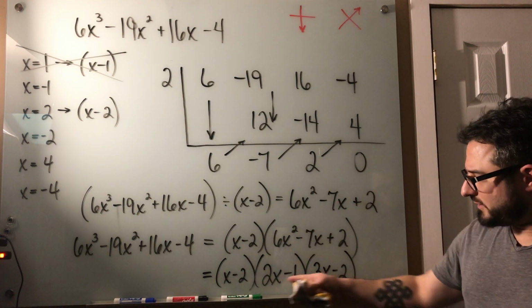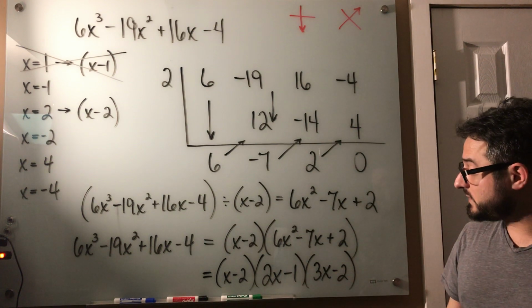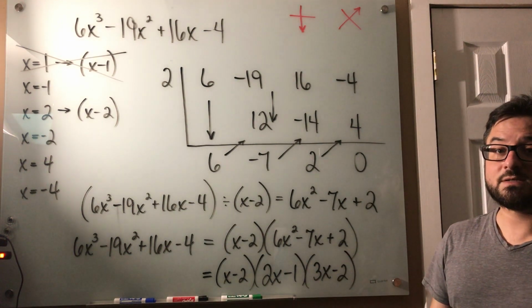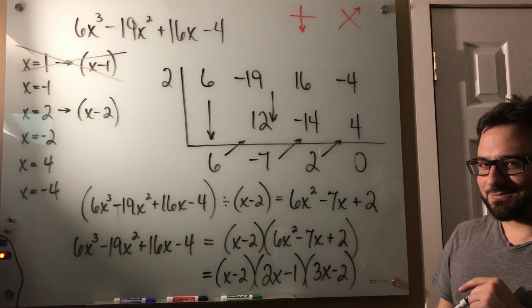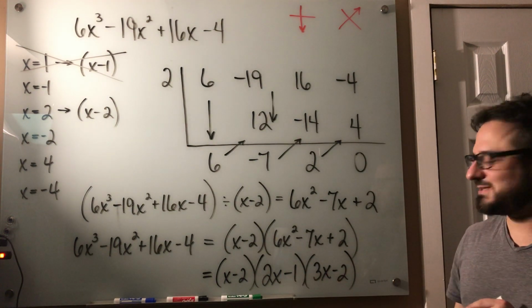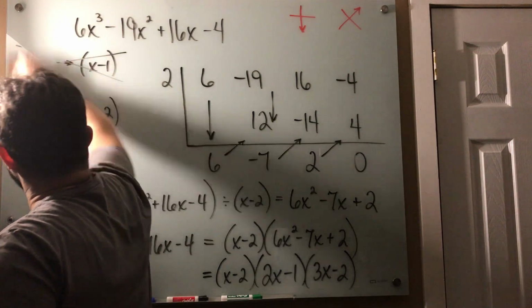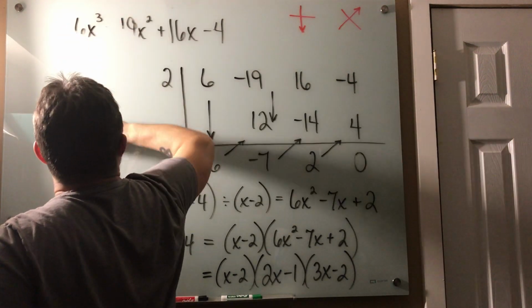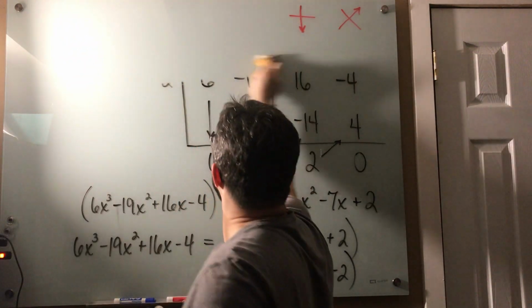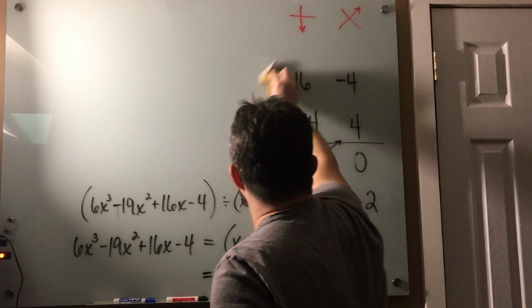This would then factor the rest of the way as 2x minus 1 and 3x minus 2. Which, by the way, does fit the other rational zeros, and also helps us explain why the rational zero test works the way it does. Let's take a gander at that.